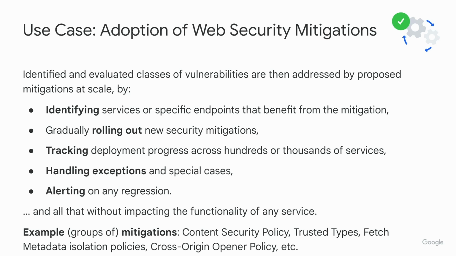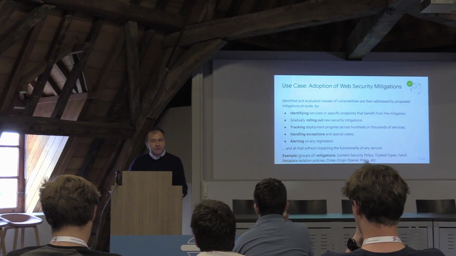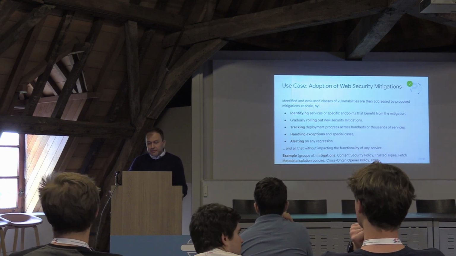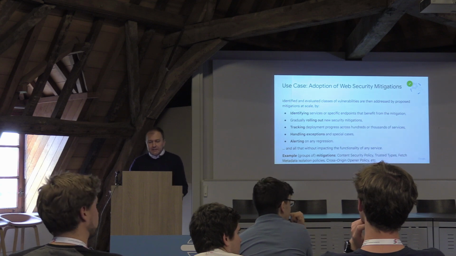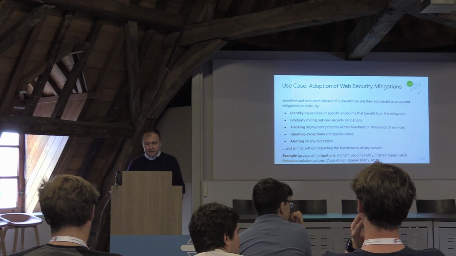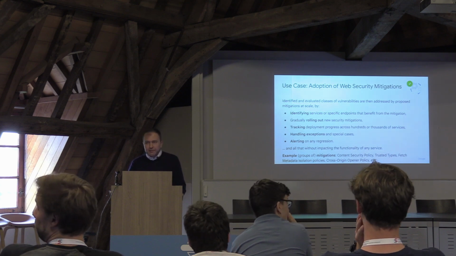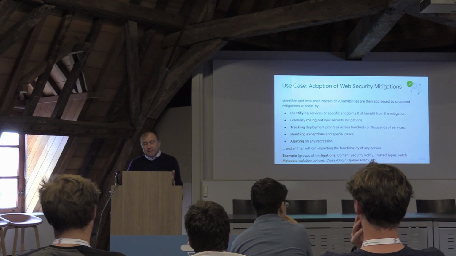A few examples of mitigations which have been adopted here are content security policy. This is a very nice group of mitigations, I would even say, because there is a report-only version of content security policy, which is not enforcing the policy, but just generating violation reports, which can be collected and analyzed, which we did and do. Trusted types, fetch metadata isolation policies, cross-origin opener policies, and more of them.